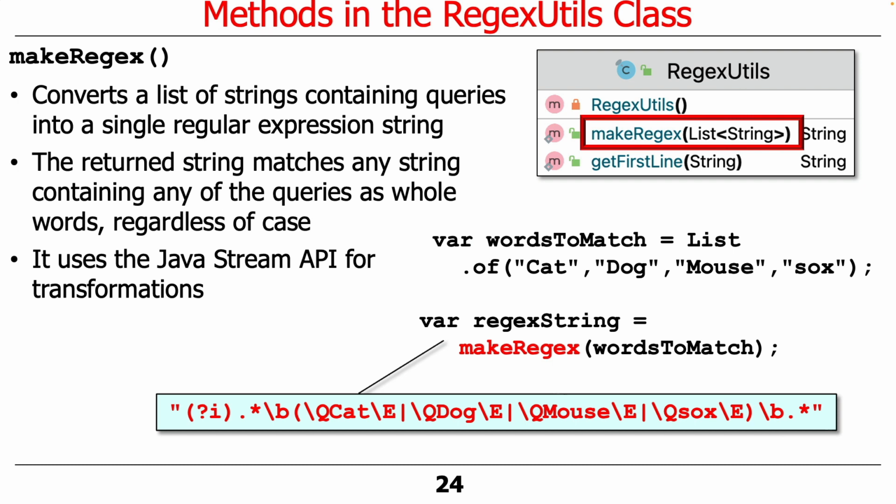The way it gets used is you might have a set of words to match, like cat, dog, mouse, and socks. Then we're going to create a regular expression string from the words to match, and this is what it would look like. I won't spend a lot of time explaining this, other than to say the way to read this is, in a case-ignoring way, look for any character that is then followed by the whole word cat, or dog, or mouse, or socks, followed by any character.